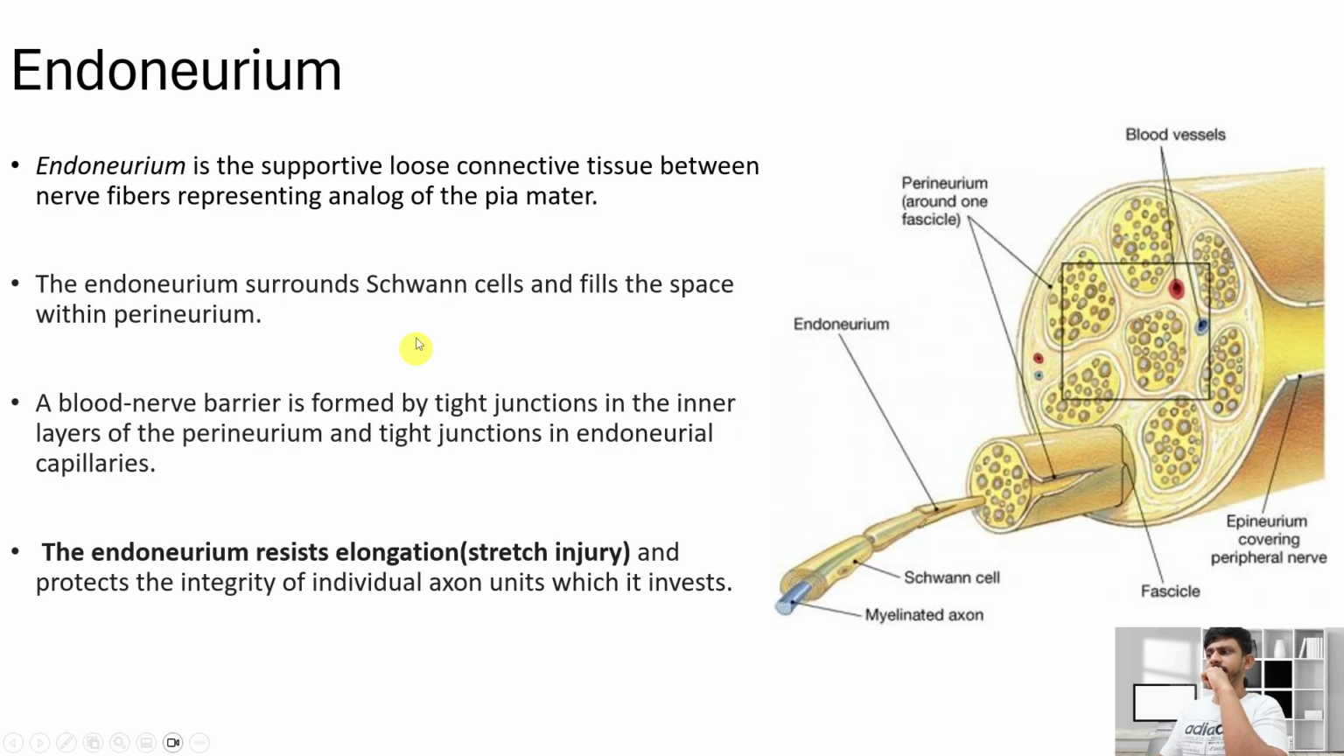Coming to the last and final layer, the endoneurium. So in these fascicles, you can see each axon running. So each axon is surrounded by something called an endoneurium. You can see the outer layer is the perineurium, and endoneurium is the thing which covers each of the axons and also the loose connective tissue between the axons under the perineurium. And this endoneurium forms a blood nerve barrier. So the endoneurium resists elongation or stretch injury also.